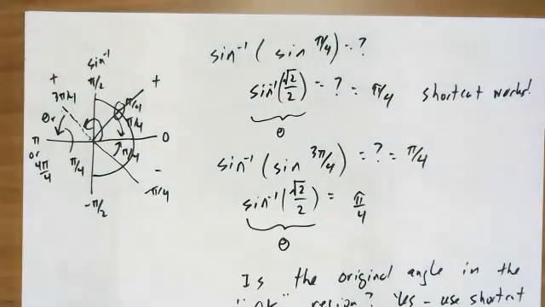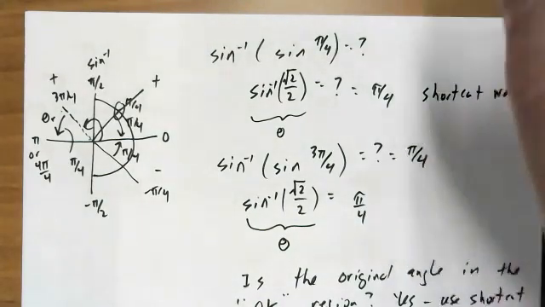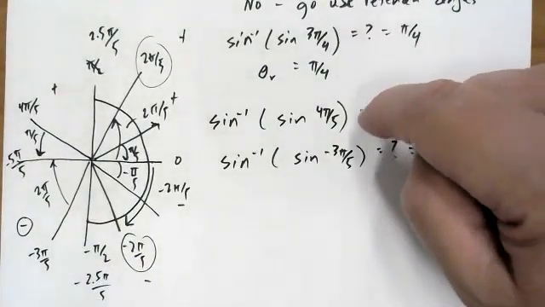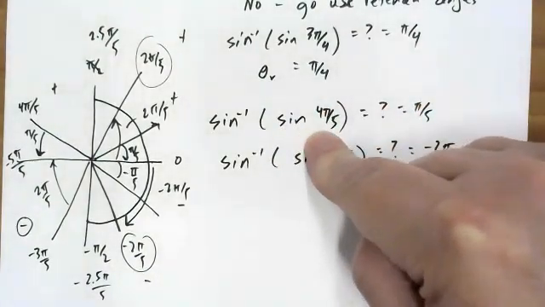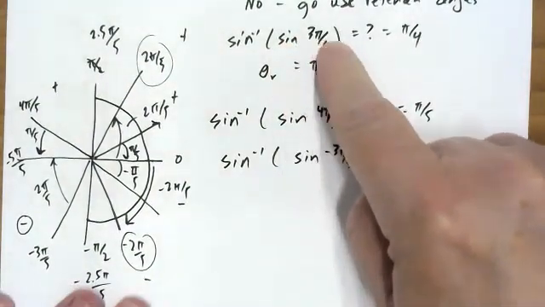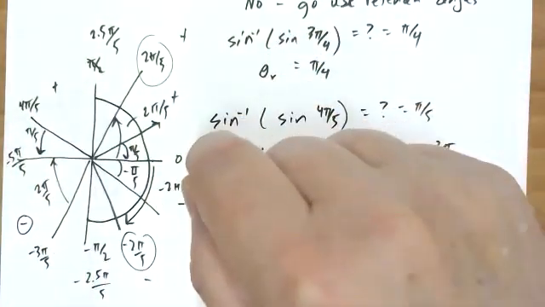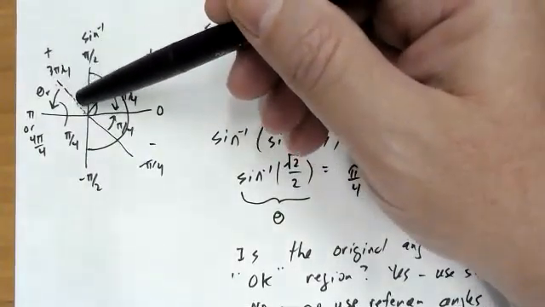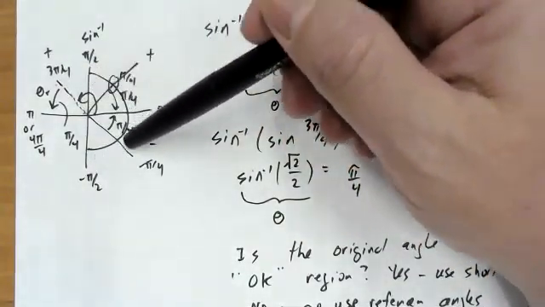However, if the original angle is not in the allowable region, like the second step I did here, 4 pi over 5, or even 3 pi over 4. So 3 pi over 4, I guess I wrote it up here. 3 pi over 4 is right here. It's not in the allowed region.